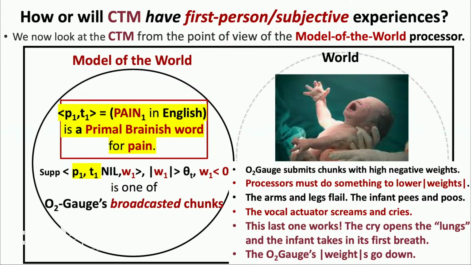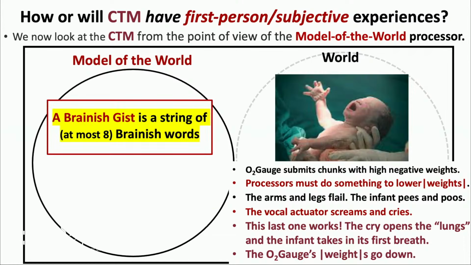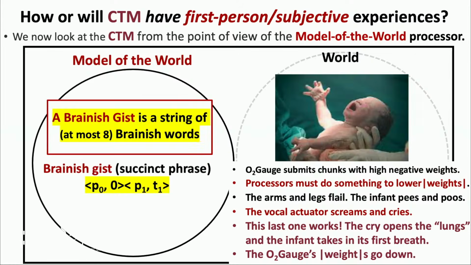We'll say P1 T1 will be the brainish word for what we call in English pain one, okay? It's pointing to that chunk, P1 T1. P1 is the process, the oxygen gauge at time T1. Okay, so brainish just is a string of at most 8 brainish words. We already have 2 brainish words here, P0, P1, T1, and if you remember what they were in English, blob 0 is in pain. We can say that right away, we have a gist. Blob 0 is in pain, so you can imagine the CTM using that gist again and again in situations.